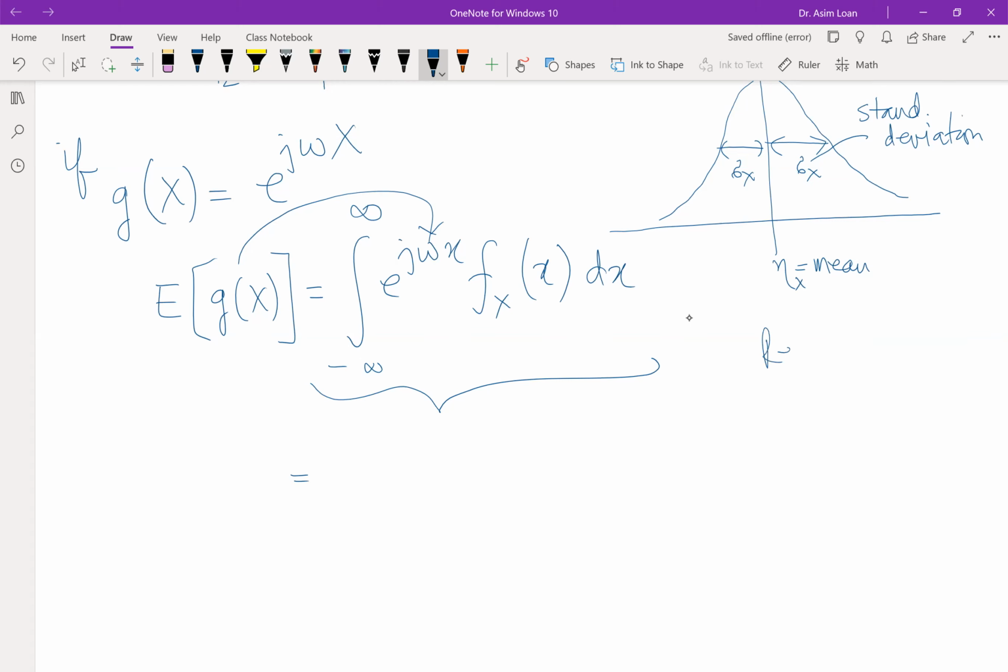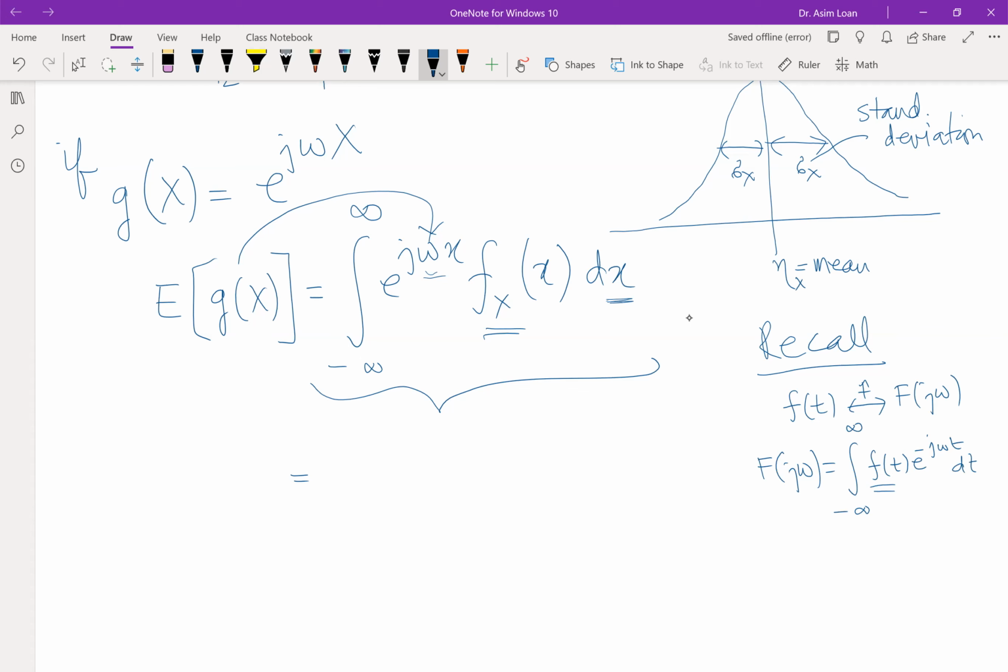If you recall, if you have some f of t, you take the Fourier transform f of j omega, whichever notation you have used. Because it's going to be a function of omega, you are integrating over x, so you're going to get a function of omega. So minus infinity to infinity f of t e to the minus j omega t dt.